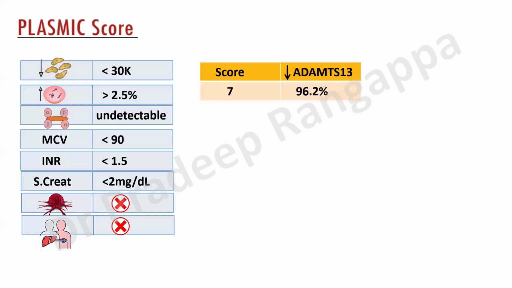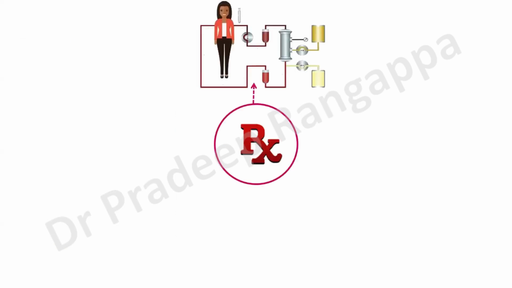So they have looked into the statistics. There are 8 variables. If the score is 7, 96.2% had low ADAMTS13 activity. If 5 to 6, in this particular study of 216 patients, ADAMTS13 was low in 56.8%. And if the score was 0 to 4, deficient ADAMTS13 was present in 4%. So in that way, there was a reasonable correlation between a high PLASMIC score and the reduction of ADAMTS13. When it comes to treatment, I won't dwell on all the key aspects of treatment.